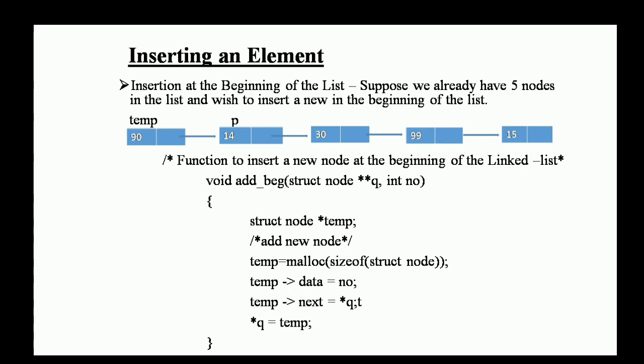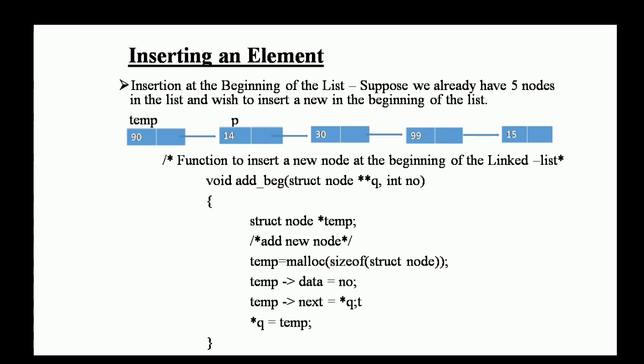Function to insert a new node at the beginning of the linked list. How do we write that code? At the beginning of the code, add underscore begin, struct node star q, int number. This is the declaration: struct node star q, int no, struct node star temp, ended with a semicolon. Here temp is the new node to be added.